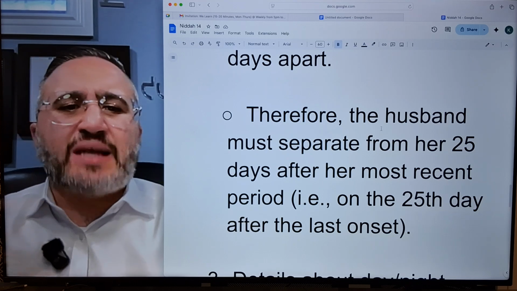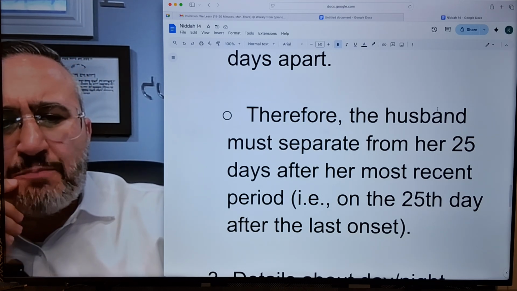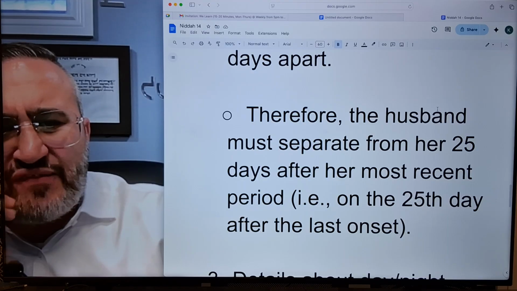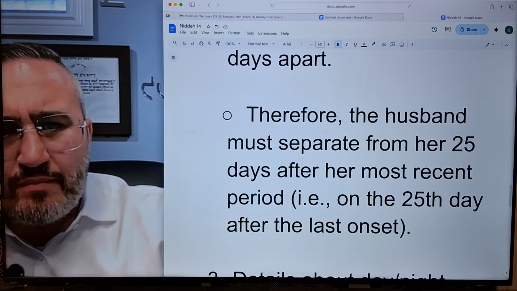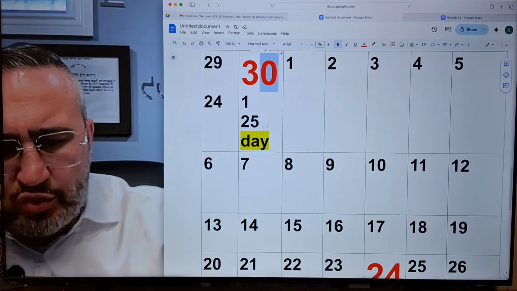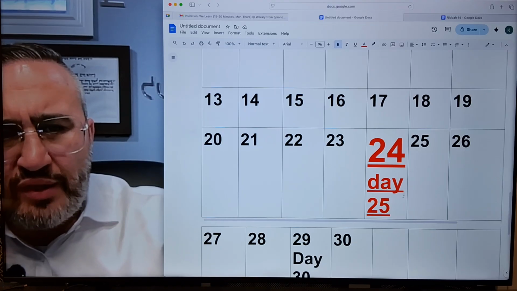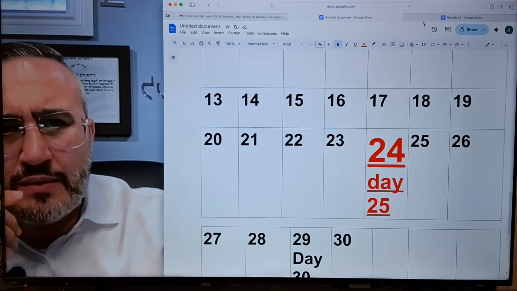Therefore, the husband must separate from her 25 days after her most recent period, on the 25th day after the last onset. Like this. 25 days later, after she already knows her interval, 25 days later will be right over here. He has to separate from her.